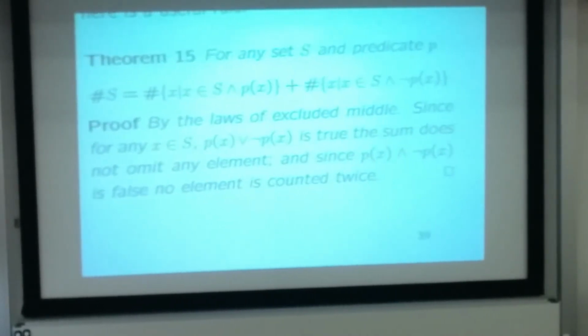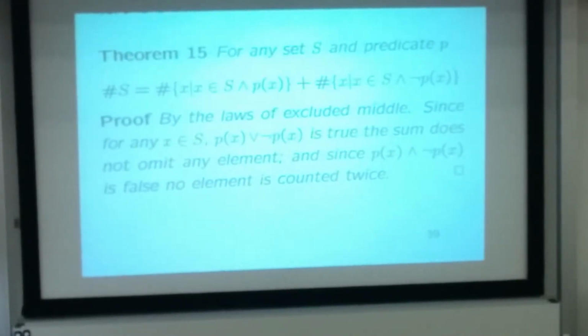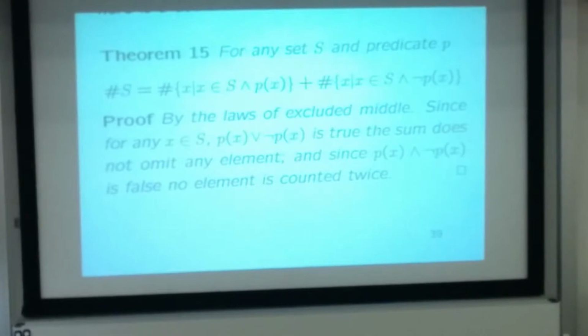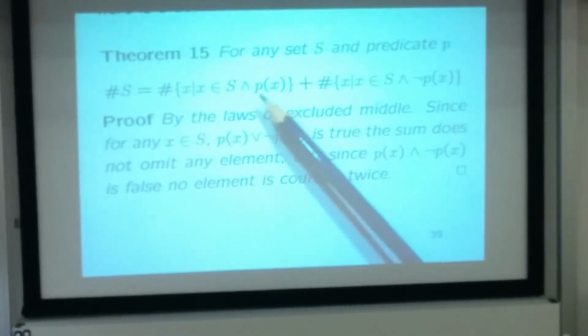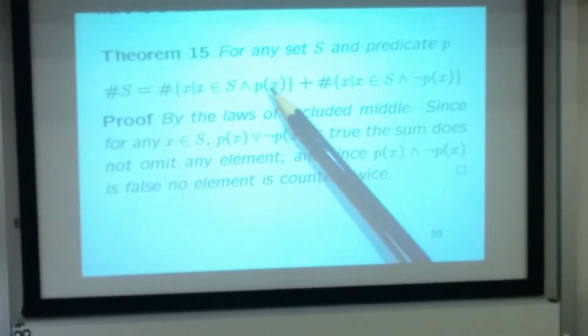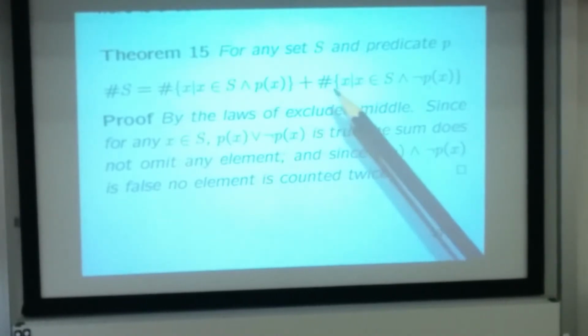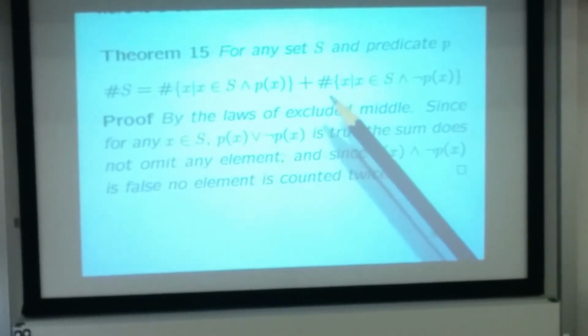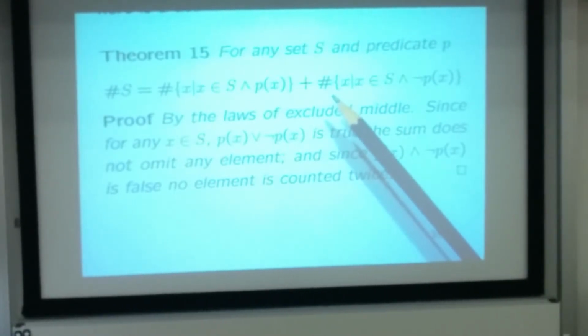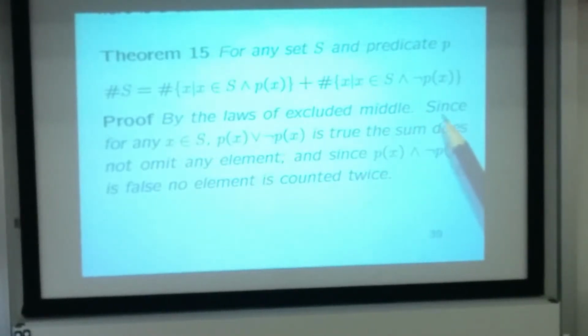So how do I know I will get the right answer? Well, I can justify it using the laws of logic, the law of the excluded middle. How could it be that I would get the wrong answer? Well, either I will miss something out, so I will get a number that's too small, or I'll mistakenly count something twice, so I'll get a number that's too big. But let's think what it would mean.